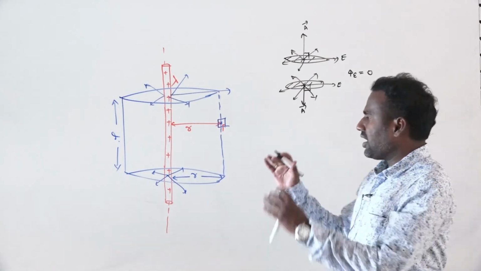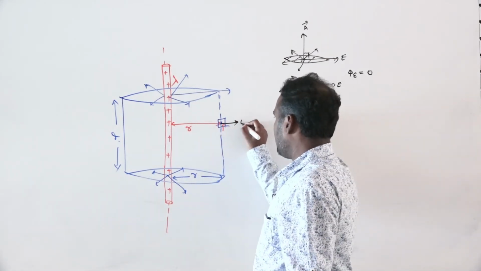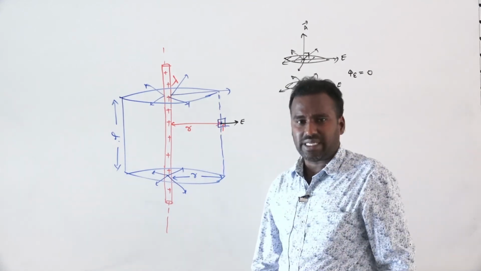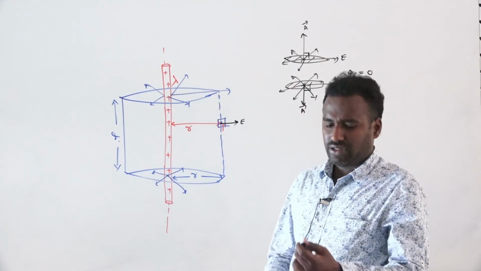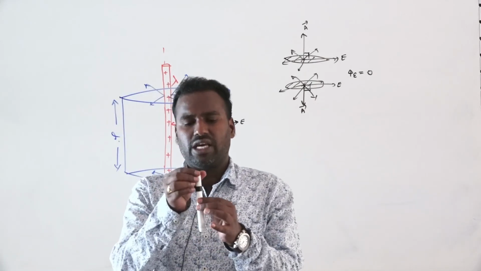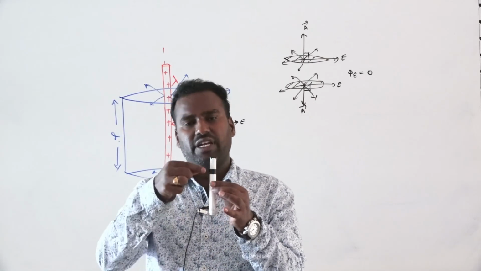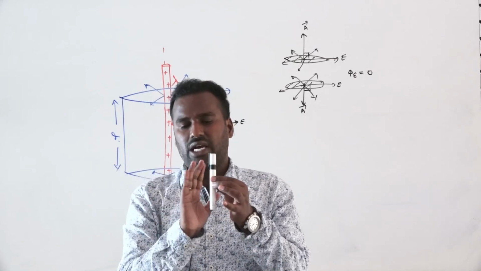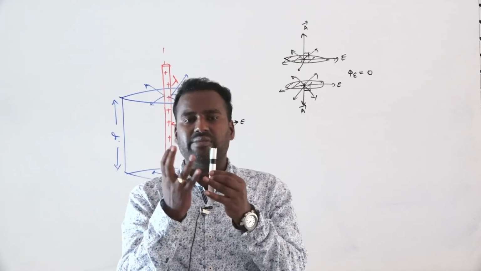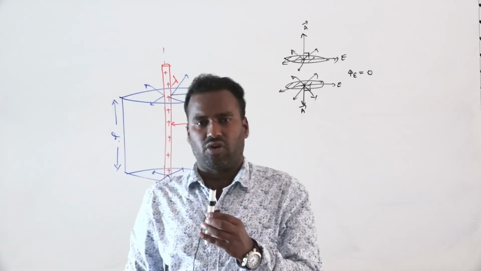But for a curved surface, the electric field is perpendicular to the surface at any point, radially outwards. This is a line charge, and here positive charge is there. At any point, the direction of electric field is radially outwards, and it is a symmetrical distribution. At any position, it is a symmetrical configuration.